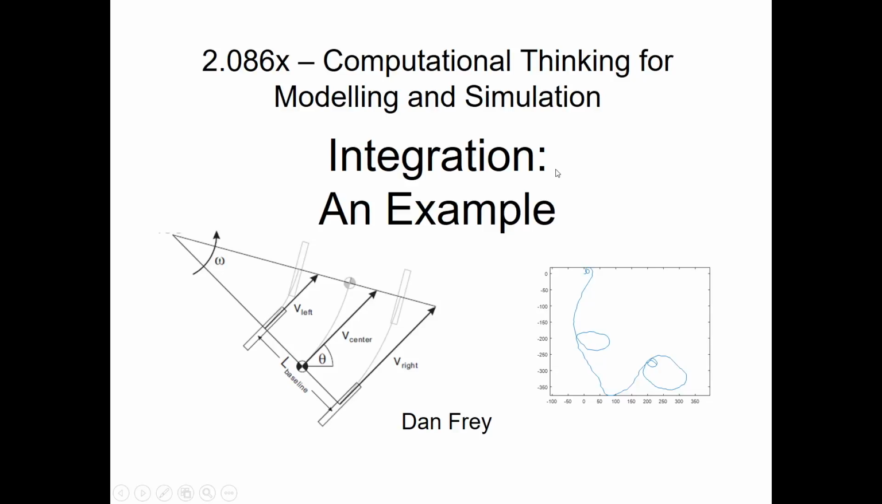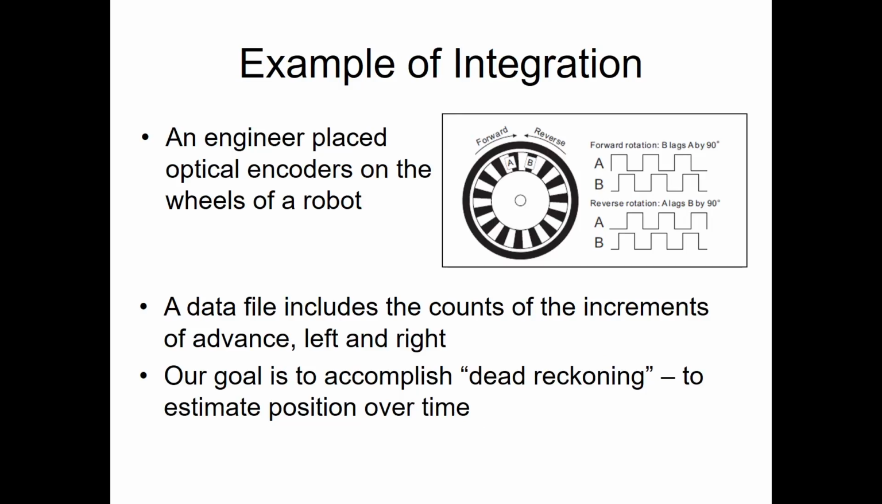I want to show you an example so that you can see how numerical integration techniques like the rectangle rule can be used in a real-world scenario. So we're going to talk about a robot seeking to find its way and navigate and determine its position over time using integration. Now, in our labs, a researcher placed optical encoders on the wheels of a robot.